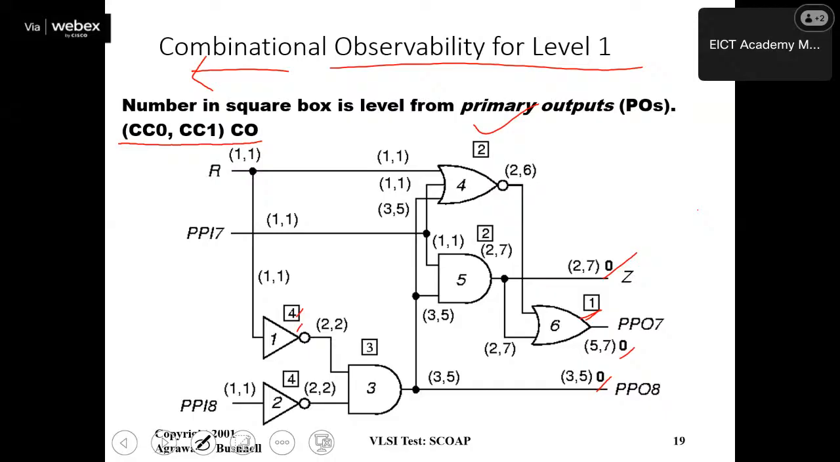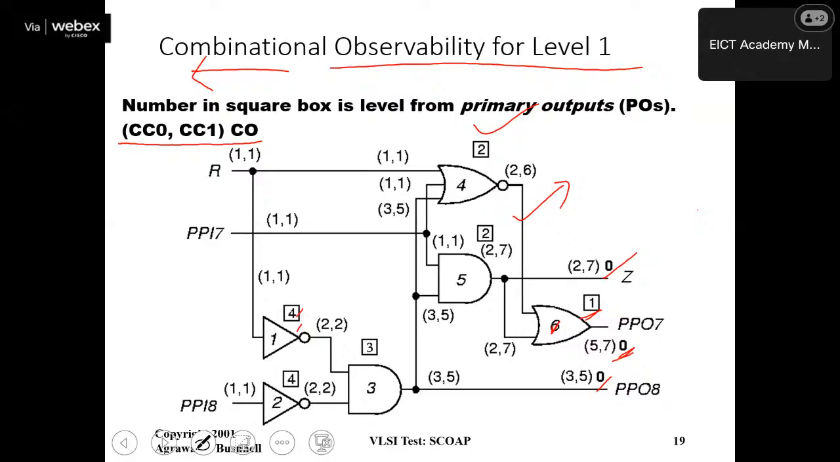First of all, let us consider level 1. So this is the gate level 1. So this output observability is 0. Okay, now let's say I have to calculate for this. So I have to make sure that the other one is non-controlling. So what is the non-controlling value for the OR gate? Just type in the chat box the non-controlling value for the OR gate.